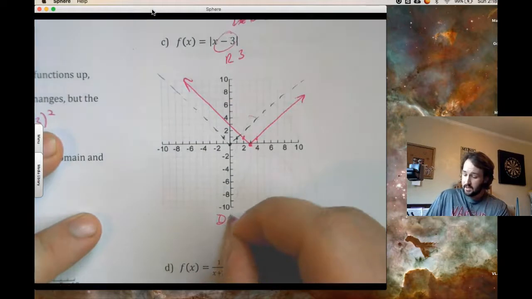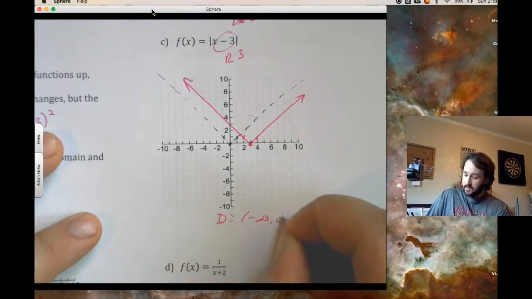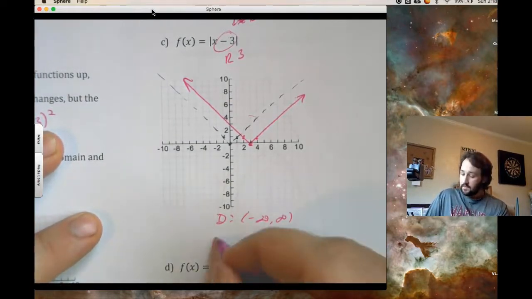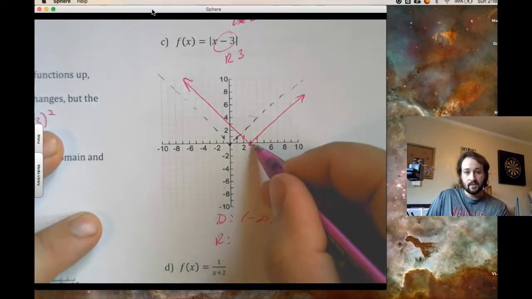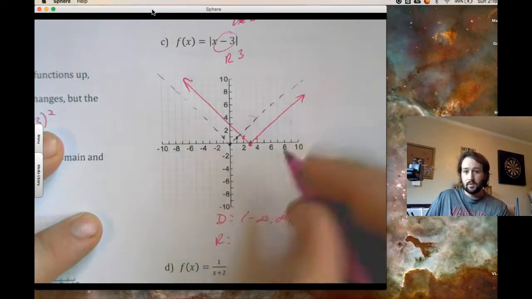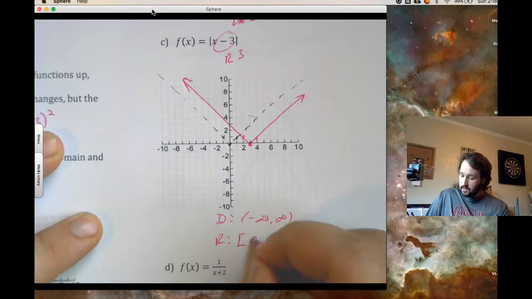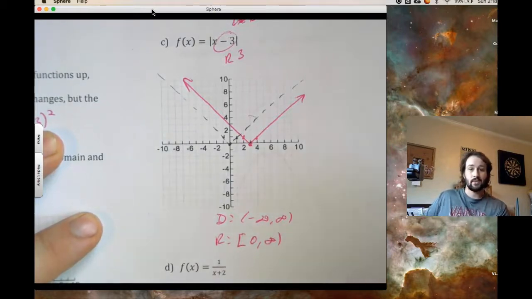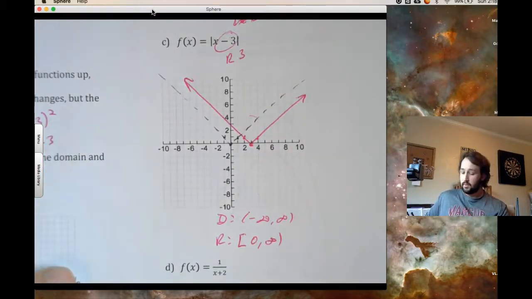So now for the domain, still going left and right forever, so negative infinity to infinity. And for the range, the lowest y value is 0, and then it goes up in both directions forever and ever, so 0 to infinity. Notice that 0 is included again with that bracket.